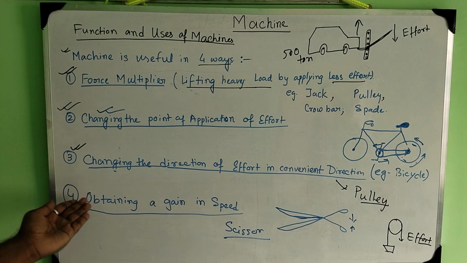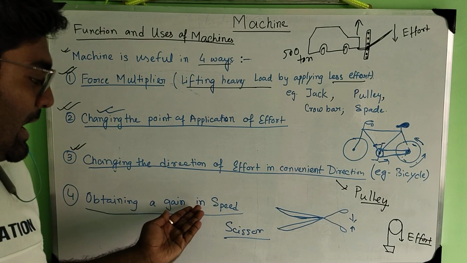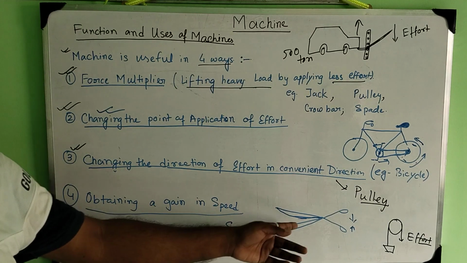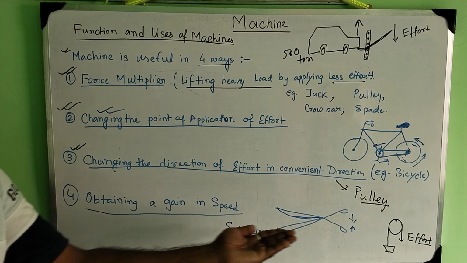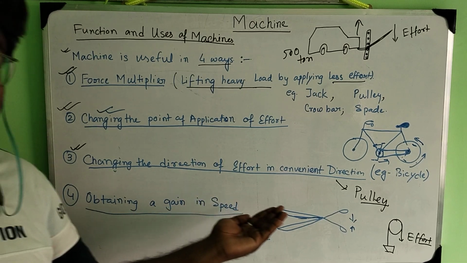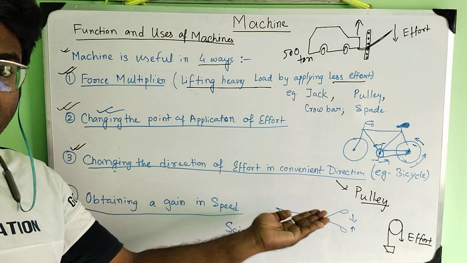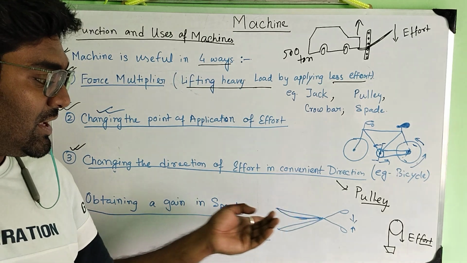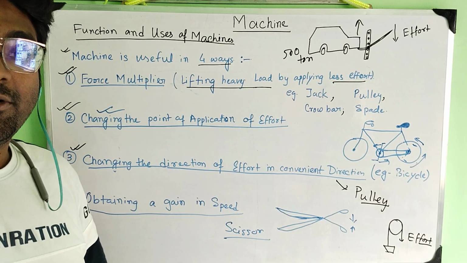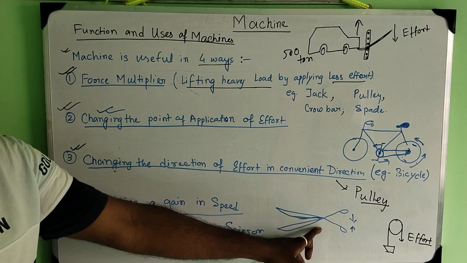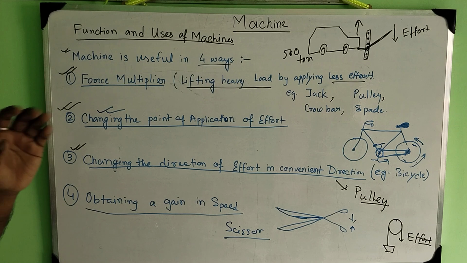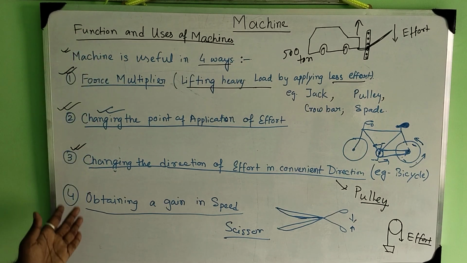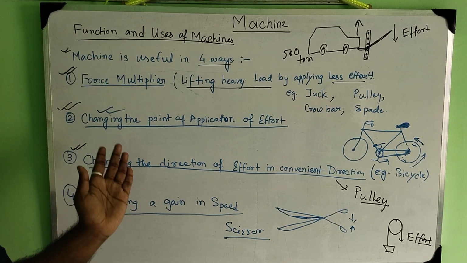So now the fourth point is obtain a gain in speed. That means taking the example of the scissor. The scissor helps us to cut cloth in a very fast way. In a very fast manner, we can cut the cloth with the help of the scissor. Okay, so this scissor is also a machine which helps us to gain speed. Okay, so these are the 4 ways the machine helps us to do the work. Okay.